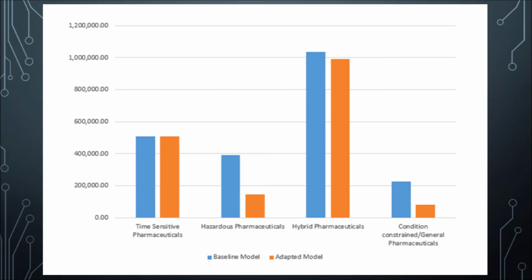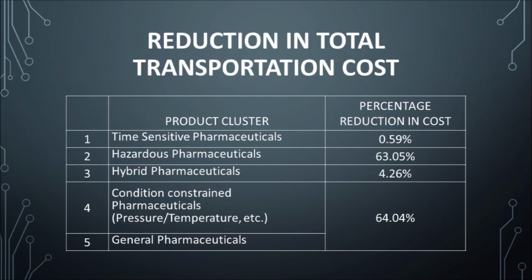As a conclusion of the study, it can be shown in this graph where the cost is reduced when the product characteristics are inherited. This shows a comparison between the baseline model and the adapted model. Here the reduction in total transportation cost is shown as a percentage.